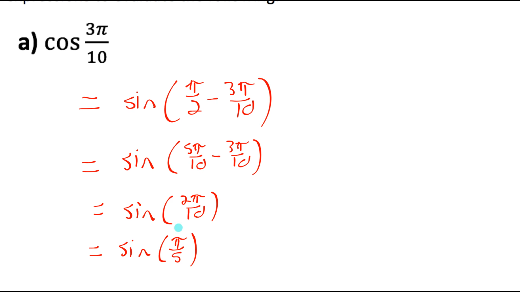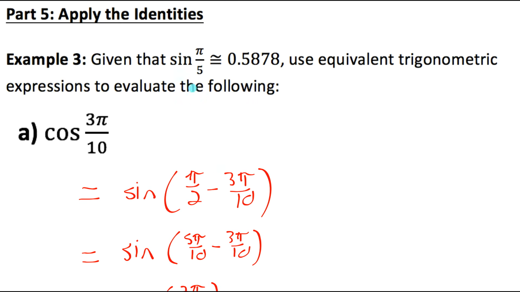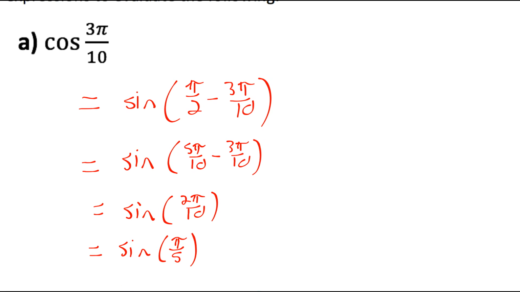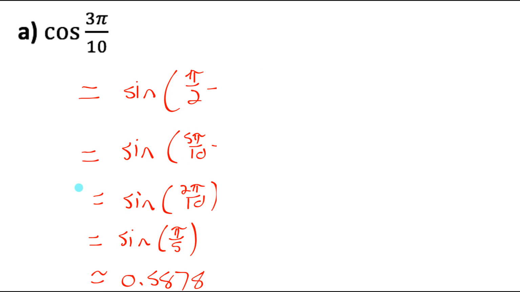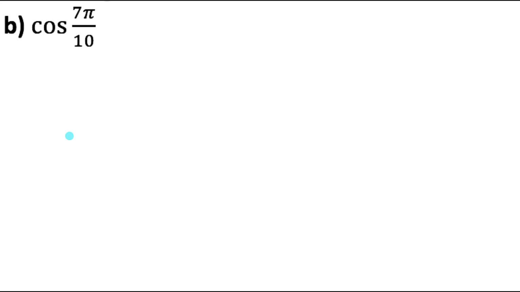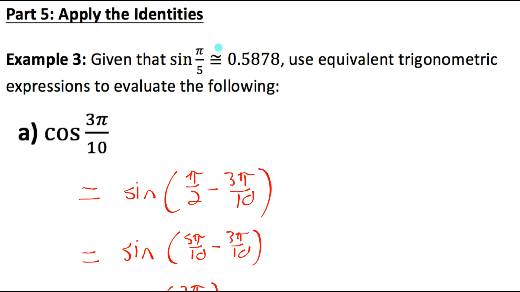So what I've just shown in these few steps is that cos of 3 pi over 10 is equal to sine of pi over 5. And the question tells us sine of pi over 5 is about 0.5878. So I could say it's about 0.5878. Now, cos of 7 pi over 10. Once again, I don't want to use a calculator to get an approximate value for this. I want to use this information to figure out an approximate value for that. I only know information about a sine function, so I can rewrite this cosine function as a sine function using the cofunction identity. If I want cosine of 7 pi over 10, I could do sine of its complementary angle. So sine of pi over 2 minus 7 pi over 10.